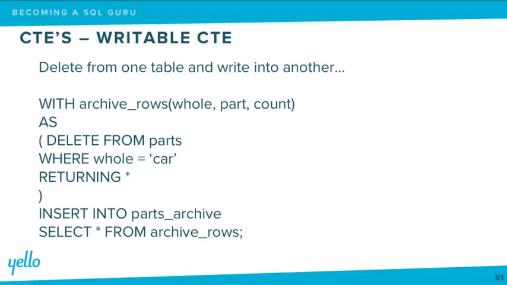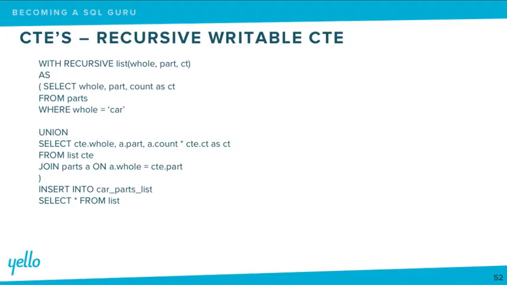So what I can do is I can write my CTE in the same way that I would before, but within my CTE definition, I actually have a delete statement. So in this case, I'm deleting from parts where the whole is equal to a car, and then I'm returning from my CTE the actual values that are being deleted, and then I'm inserting them into a separate archive table. So it has some convenient use cases.